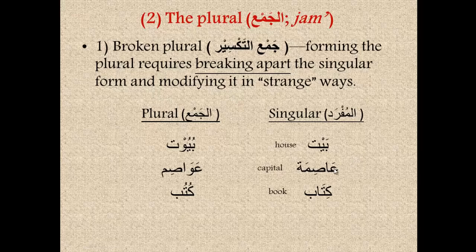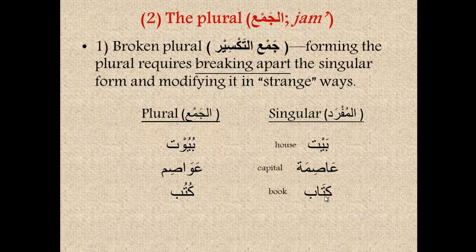Next, we have the word asimah, which means capital. Again, the plural becomes awasim. This is broken because we've split apart the word. We've thrown in a waw. We've dropped the tamarbuta. We've inserted the waw right between the ayn and the alif.